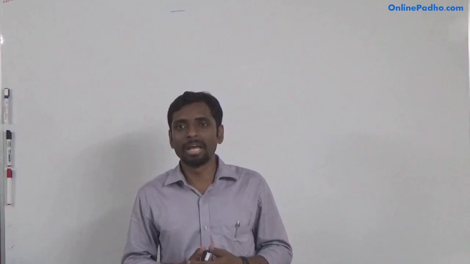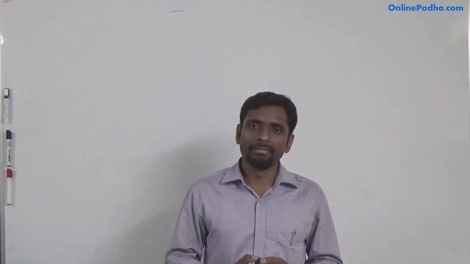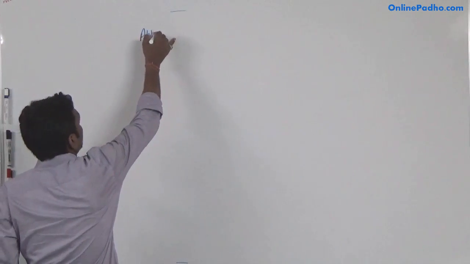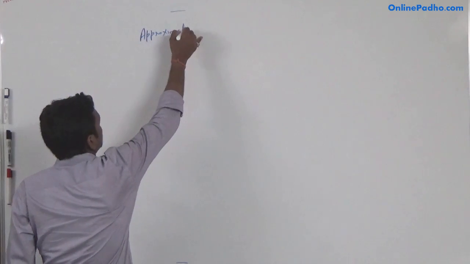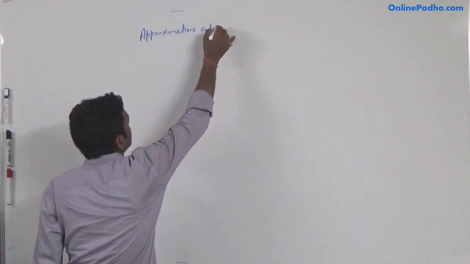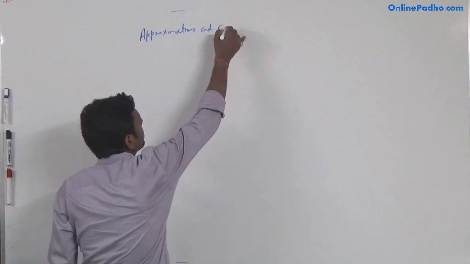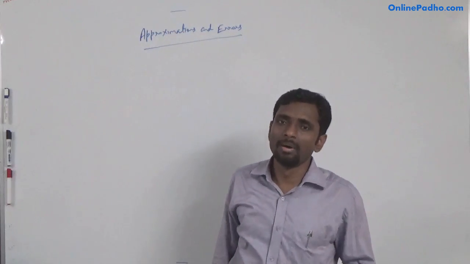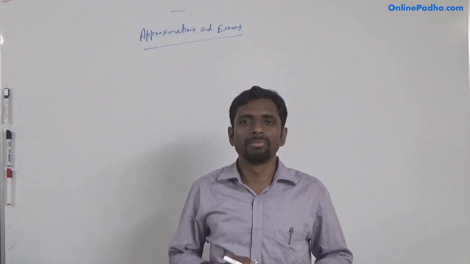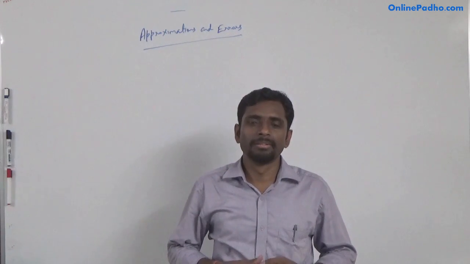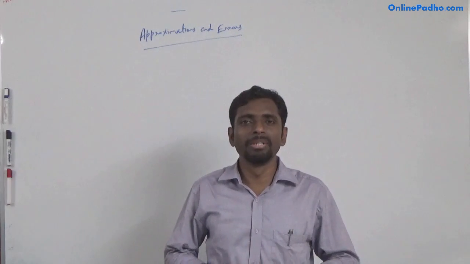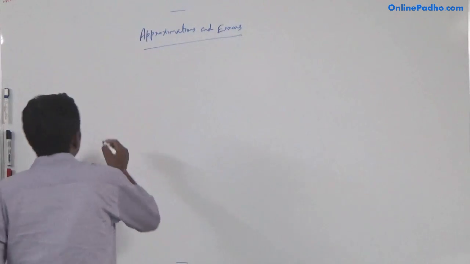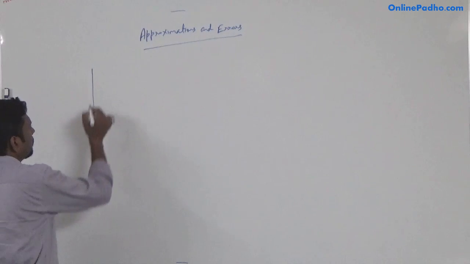So we are discussing the application of derivatives, and our next topic is approximations and errors. In this topic, we will discuss how to find the approximate value of a function by using derivatives, right? So first of all, we need to understand the concept by the graph.